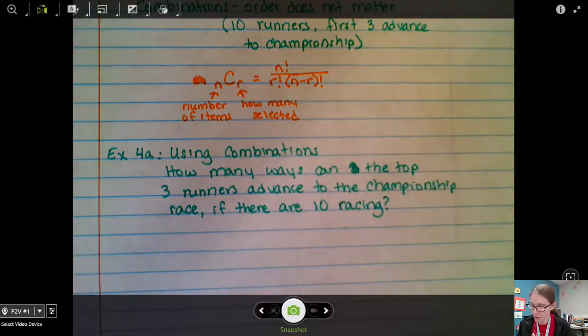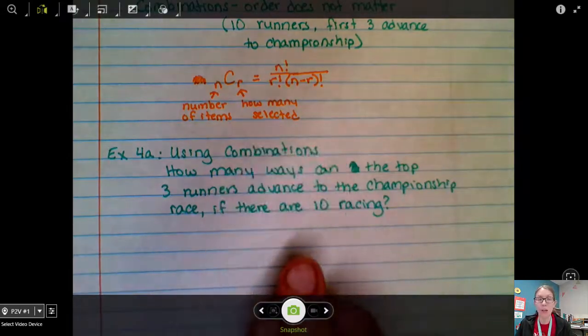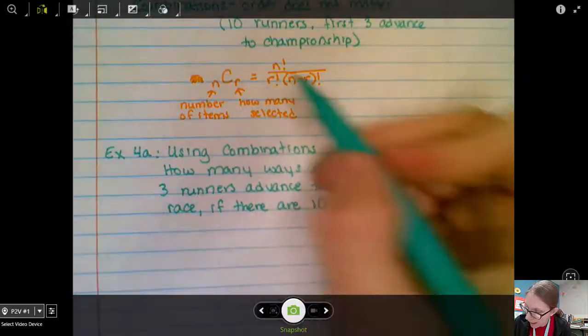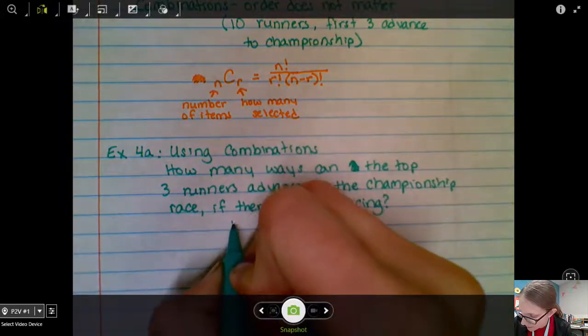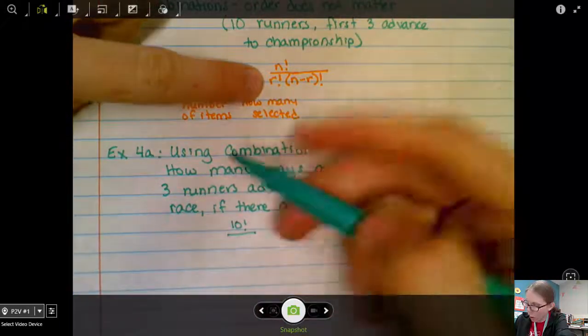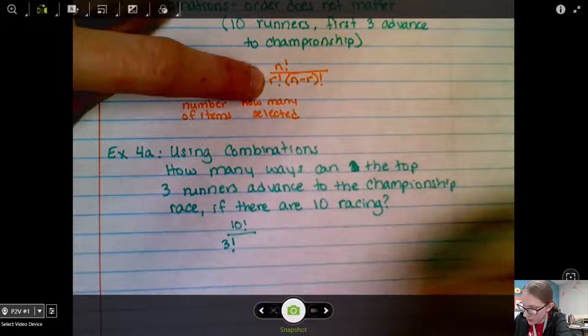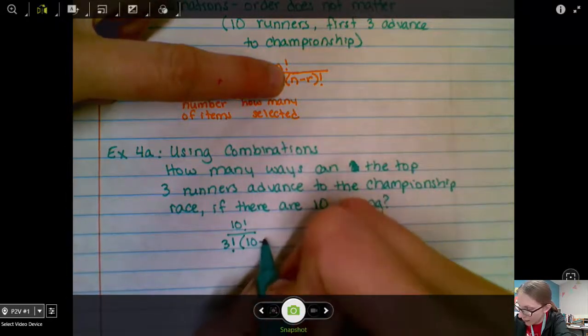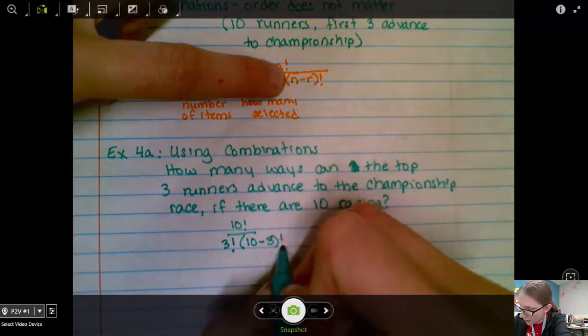So we use our combinations formula. In our combinations formula, we already pointed out that n is 10 because that's how many runners we have. And r is going to be 3 because we have 3 runners that are advancing. So we plug this into our formula. N factorial is on the top, so 10 factorial over r factorial. R again was 3, times 10 minus 3 factorial.